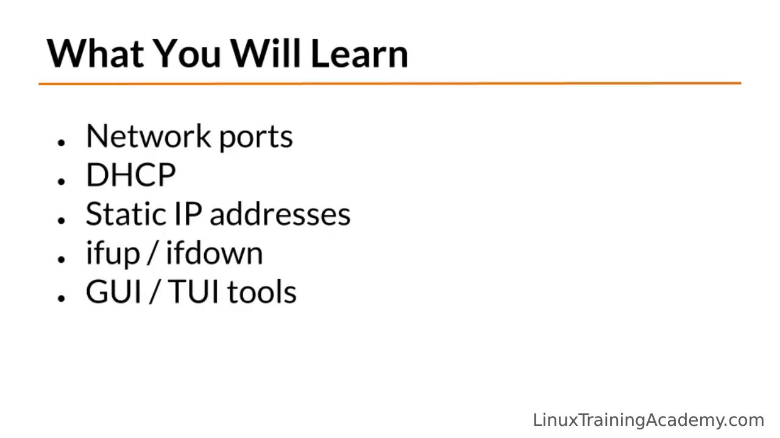In this lesson, you will learn what network ports are and what they're used for. You'll also learn about DHCP and how to configure a Linux server as a DHCP client. We'll also cover how to assign static IP addresses to the network interfaces on a Linux system. Next, you'll learn about the if-up and if-down scripts. Finally, you'll learn about a couple of menu-driven tools you could use to easily configure the network settings on various Linux distributions.